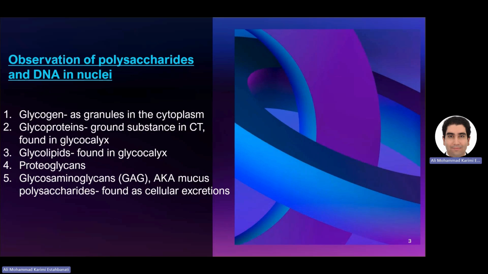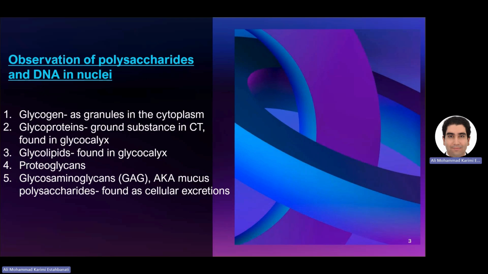So glycogen: these granules are in the cytoplasm. There will be glycoproteins, which means there is an abundant amount of protein with some carbohydrate in there. They usually can be found in the glycocalyx. The glycocalyx is around the outer surface of cells, and it's quite important and acts as a sort of differentiation between different cells. And there will be glycolipids, mostly lipids with some carbohydrate, which can also be found in the glycocalyx.